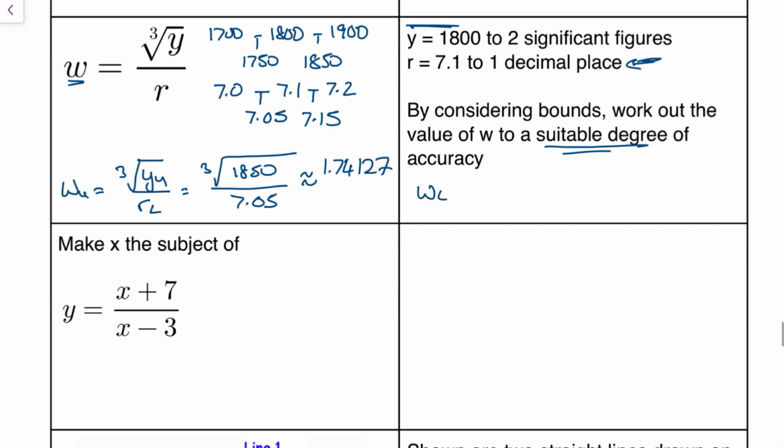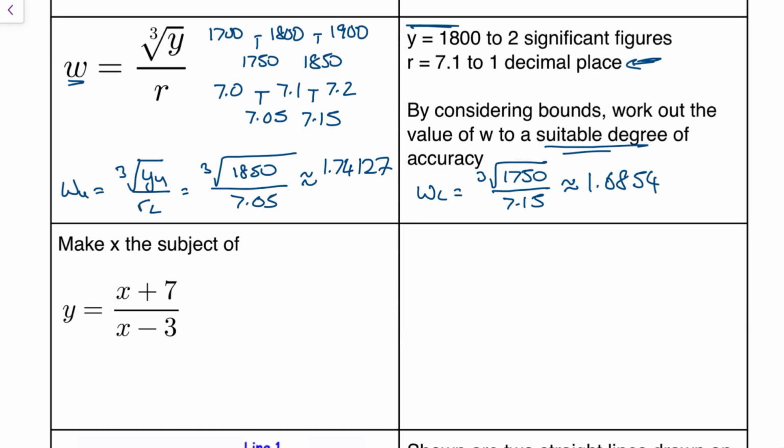My lower bound is going to be the cube root of the lower value, which is 1750, and I'm dividing that by the highest value of R, which is 7.15. So calculator out again, shift cube root, 1750 divided by 7.15, which is, okay, that's not too bad. I'll explain why in a second. 1.6854, don't need any more than that.